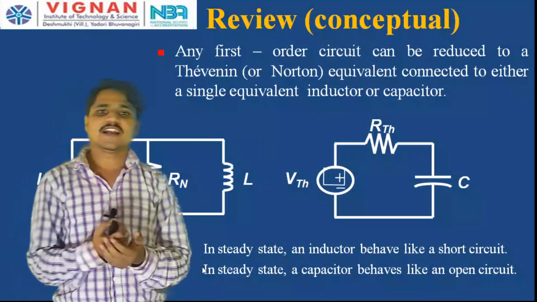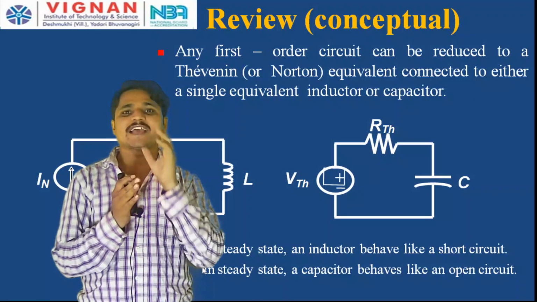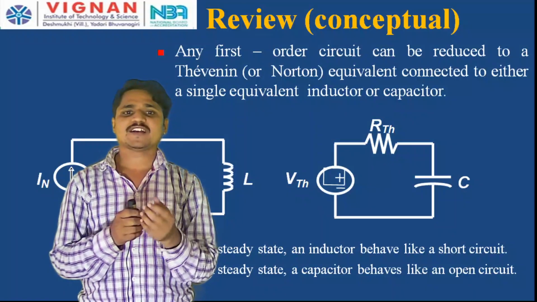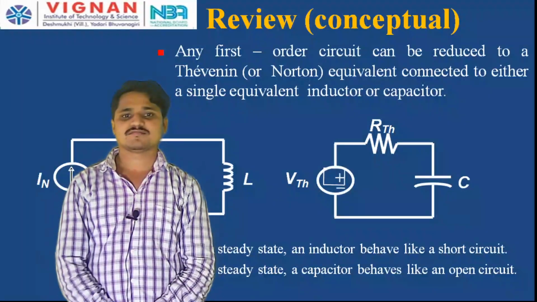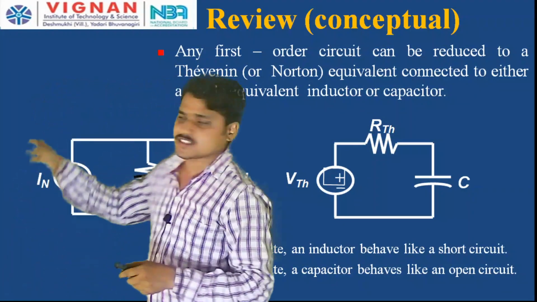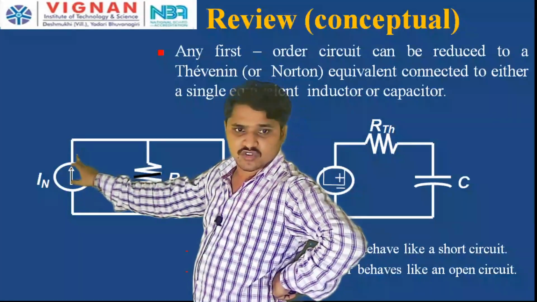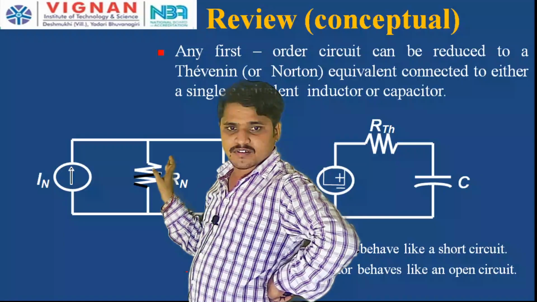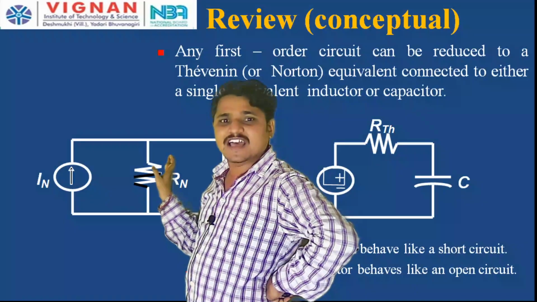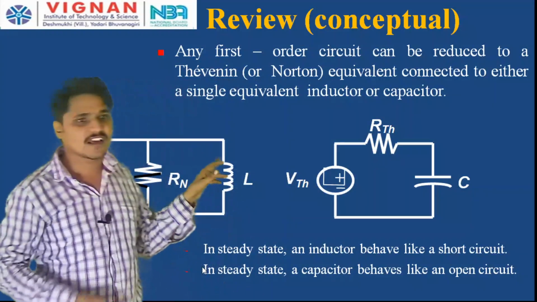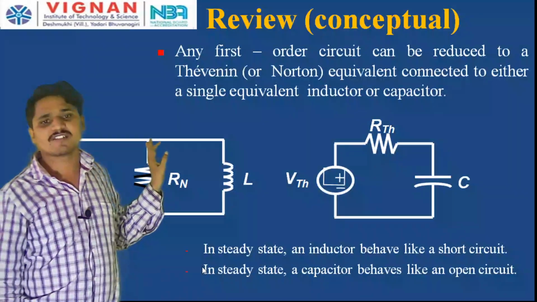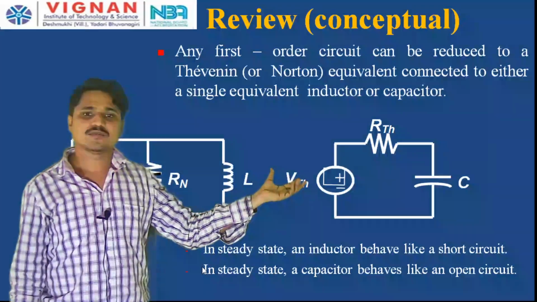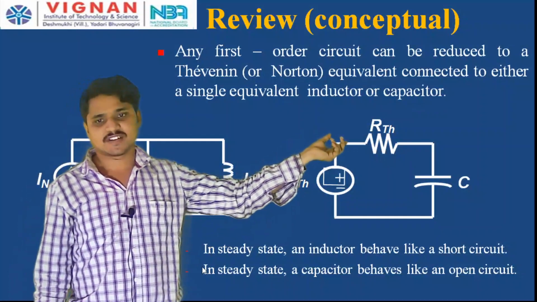Okay, so let us review. Any first order circuit can be reduced to a Thevenin equivalent circuit or its Norton equivalent circuit connected to either a single equivalent inductor or capacitor. Here in the circuit, we have a current source, I Norton, in parallel with the resistance R Norton, across the inductor L. So, this is the Norton equivalent circuit for any given network. Now, this is the Thevenin equivalent circuit for any given circuit: V Thevenin in series with R Thevenin across the capacitor C.